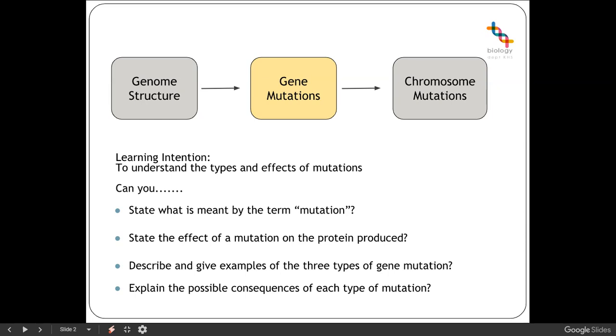So what you need to be able to do is explain what we mean by the term mutation. You need to be able to state the effect of a mutation on the protein that's produced. You need to be able to describe and give examples of the three types of gene mutation, and you need to be able to explain the possible consequences of each type of mutation.